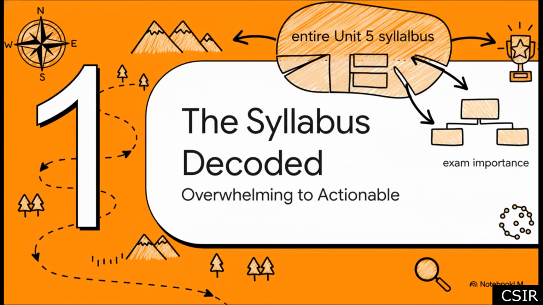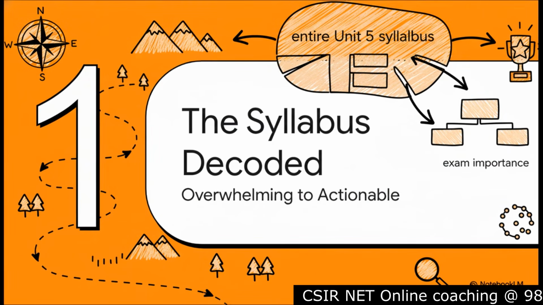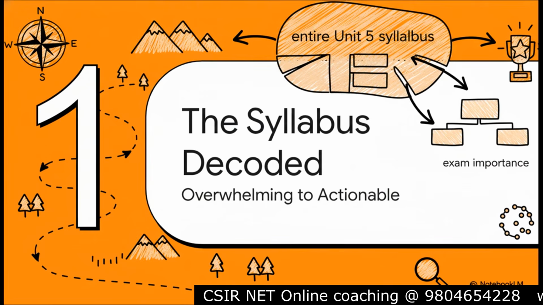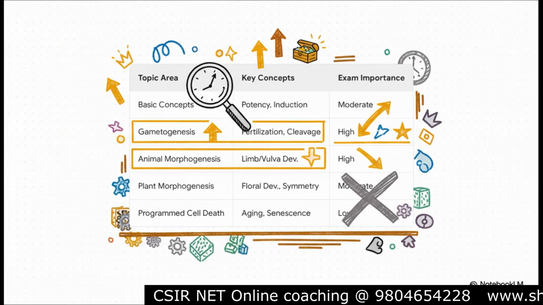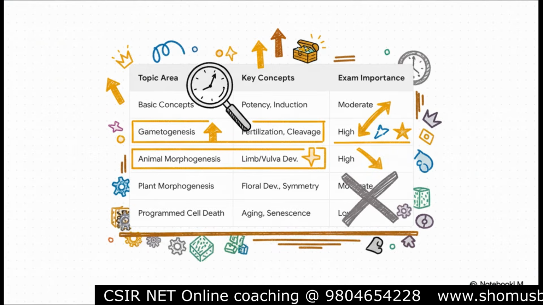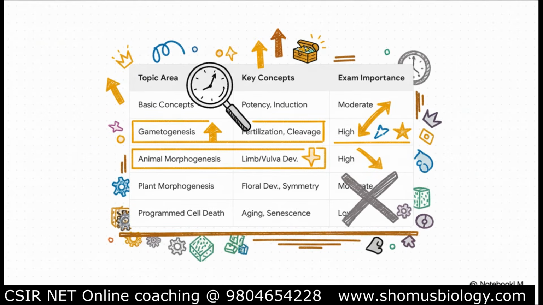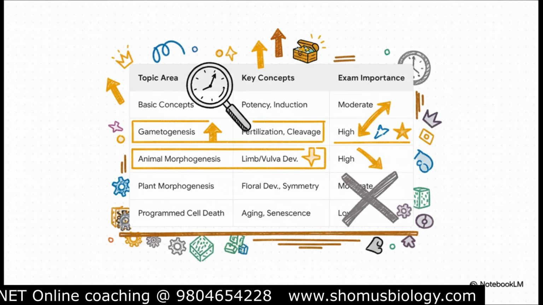Okay, so first things first, before you can win a battle, you have to know the map. We're going to take that long, intimidating Unit 5 syllabus and completely reorganize it. Not based on the order it appears in the book, but based on what's actually important for scoring marks. And here it is. This table really clears things up, doesn't it? You can see immediately that things like gametogenesis and animal morphogenesis are high priority. These are your gold mines.